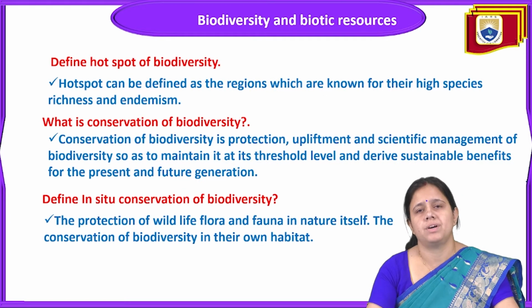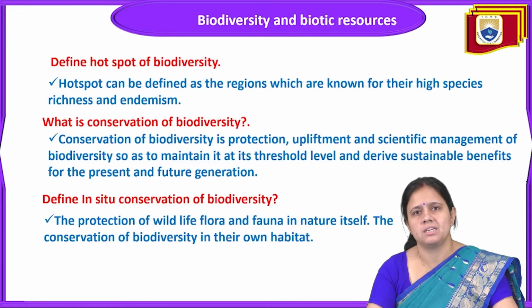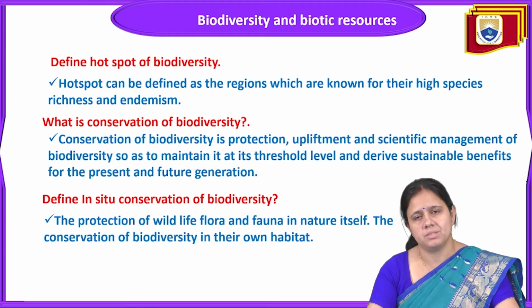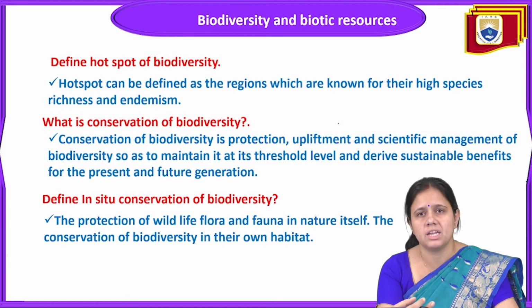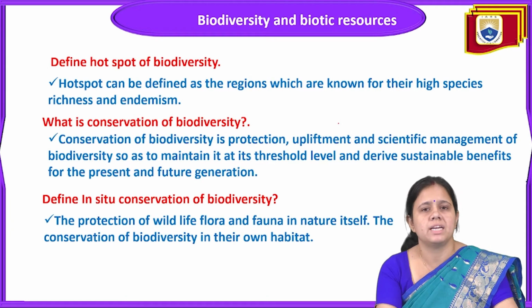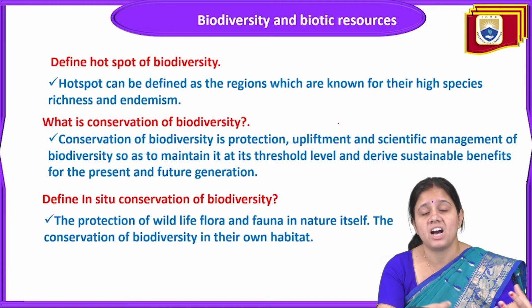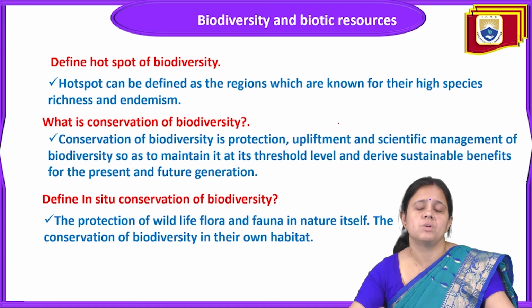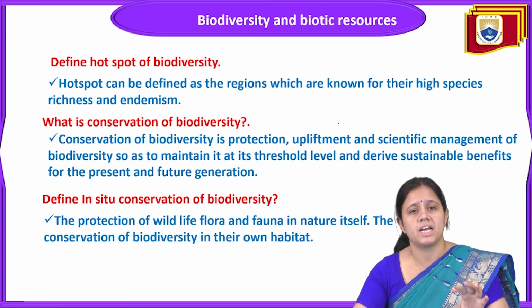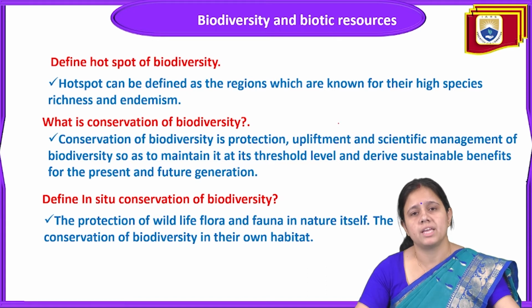Next is: define hotspot of biodiversity. A hotspot can be defined as a region known for its high species richness and endemism. Means those places where species richness is high, and at the same time endemism is also there, and extinction or endangered species are also there. So very high richness is there, and endemism is also there. Means only those kinds of species are found in that place which are endemic to that area, which can live or survive in that particular area only.